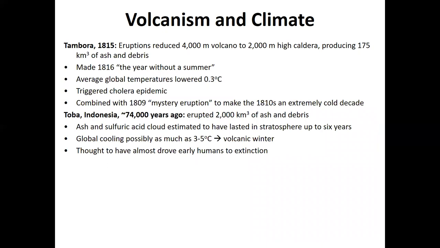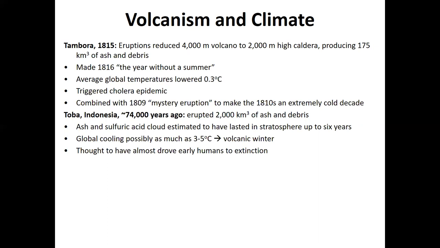Then further back, 1815, the Mount Tambora eruption, a large eruption, produced 175 cubic kilometers of ash and debris. It made the year 1816 the year without a summer, because average global temperatures were decreased by 0.3 degrees centigrade. It also triggered a cholera epidemic. And it combined with an 1809 mystery eruption, which we don't know which eruption it was or where it was, to make the 1810s an extremely cold decade.